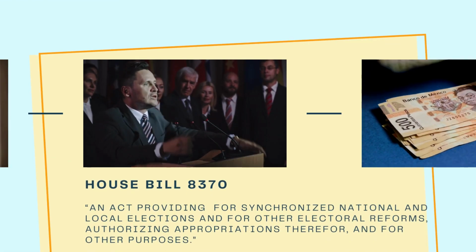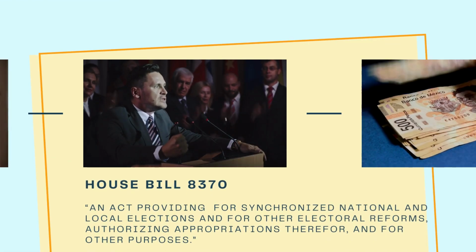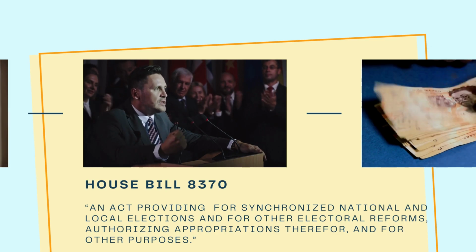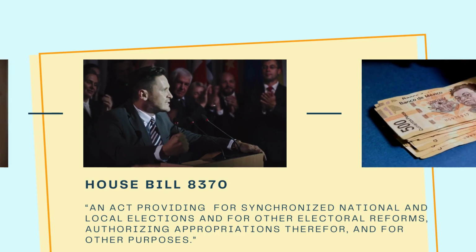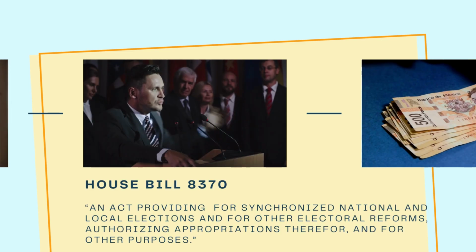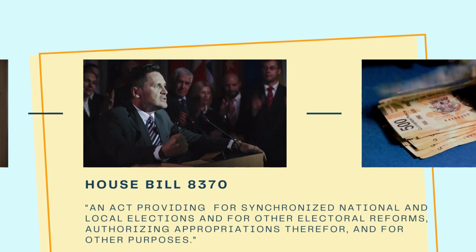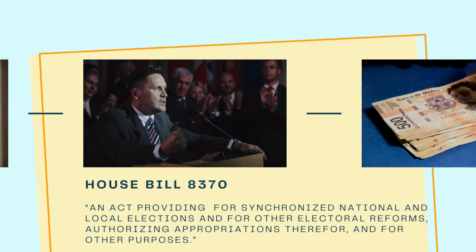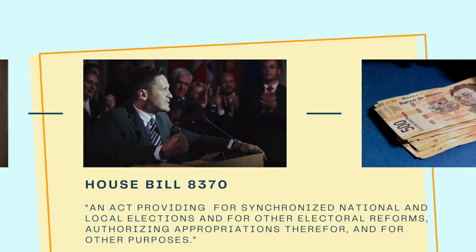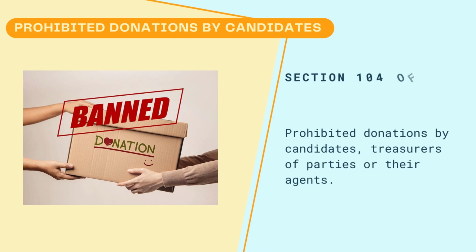Just recently, the House of Representatives passed a bill to raise campaign expense limits for candidates in elections, citing the need to adjust outdated limits in the current law. The bill aims to amend Section 13 of RA 7166, or the Synchronized National and Local Elections and Electoral Reforms Act. Now we go to the prohibited donations by candidates.